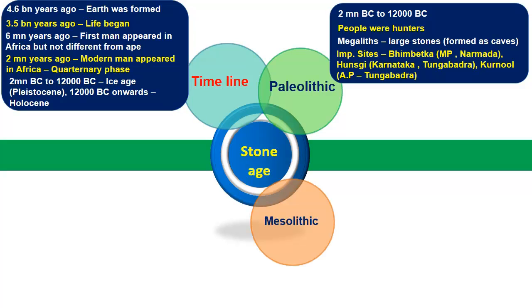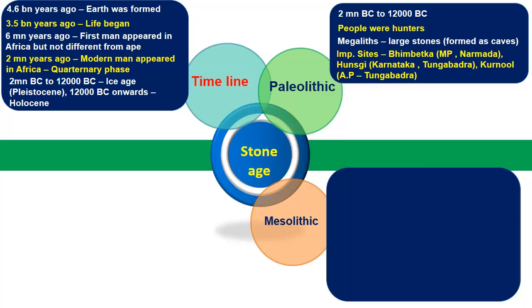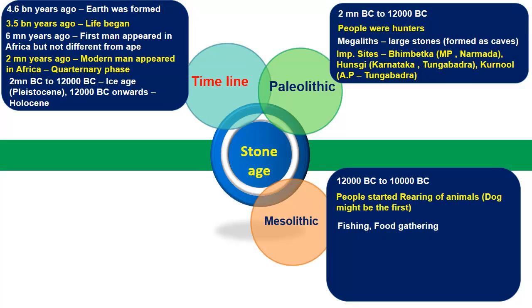Then Mesolithic phase, 12,000 BC to 10,000 BC. This was the time when ice started melting. People started rearing of animals. Dog might be the first one. Fishing also started. Food gathering, because slowly grasslands developed होने लगा. Microliths, people developed small tools which they can use for other purposes, small and sharp stone tools.